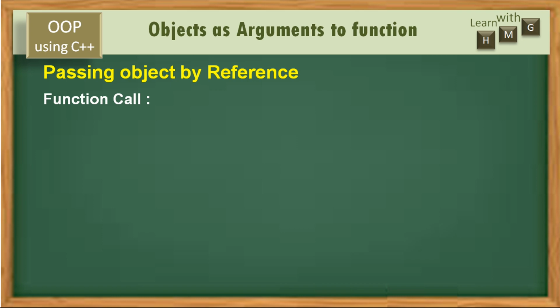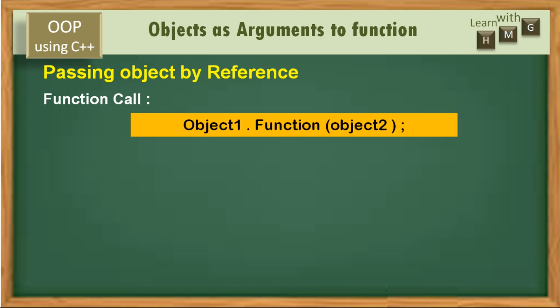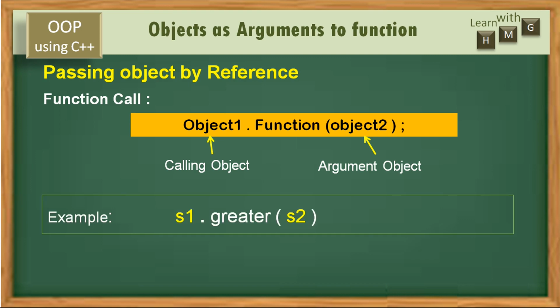How to call the function whenever you are passing an object by reference? There is no change in the function call. Whatever syntax we have seen in passing object by value, in the same way here also the function is called: object1 dot function, within the brackets object2, where object1 is the calling object which calls the function while object2 is the argument object which is passed as an argument. No need to give ampersand or the address operator here whenever you are calling such functions.